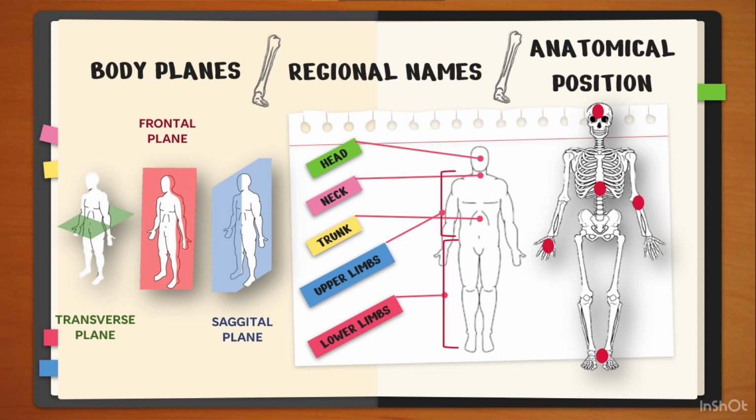Regional names. The regional names are head, neck, trunk, upper limbs, and lower limbs, and are located as in the following image. There are also body planes. Some of them are the sagittal plane that divides the body into left and right equal sections, the transverse plane that divides the body into superior and inferior sections, and the frontal plane that divides the body into anterior and posterior sections.